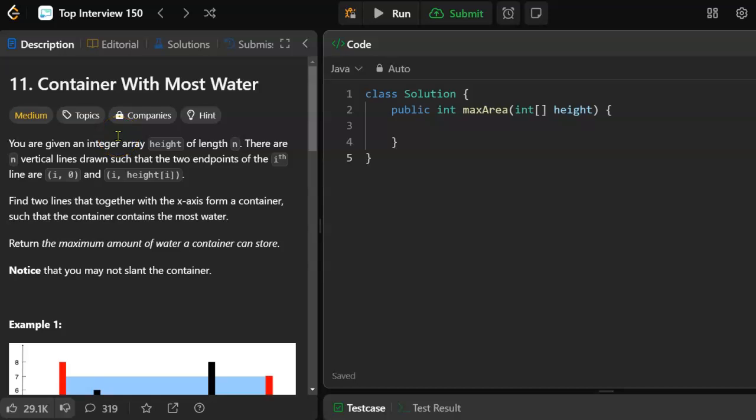Hi, I'm Paul. We're doing Leetcode must-know interview questions. Today's challenge is container with most water. Rated medium.